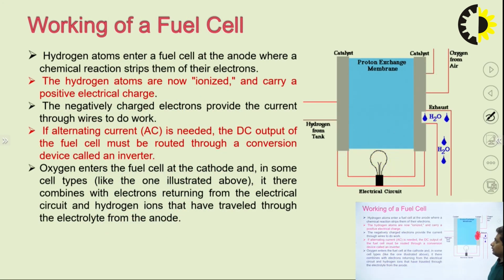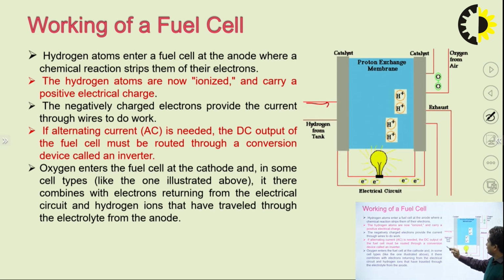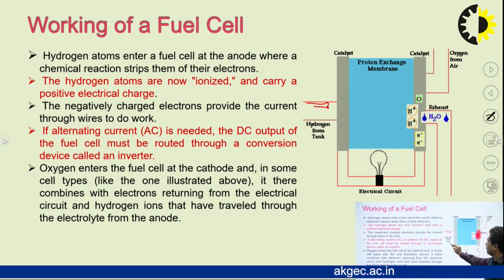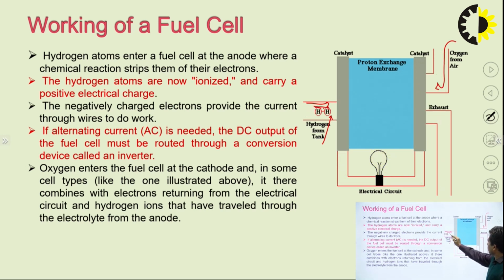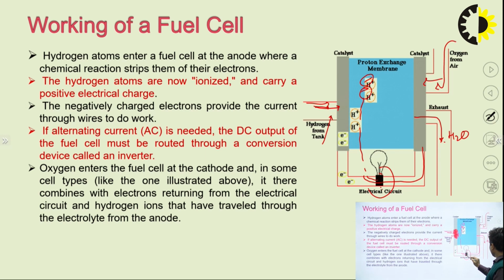So what is a fuel cell? We can take the example of hydrogen atoms, with a proton exchange membrane and the electrical side. Hydrogen ions move from the tank, and oxygen comes from the air. These hydrogen and oxygen combine together to form a water molecule, H2O, and electrons are generated. These electrons move through the electrical circuit, and this generates electricity.